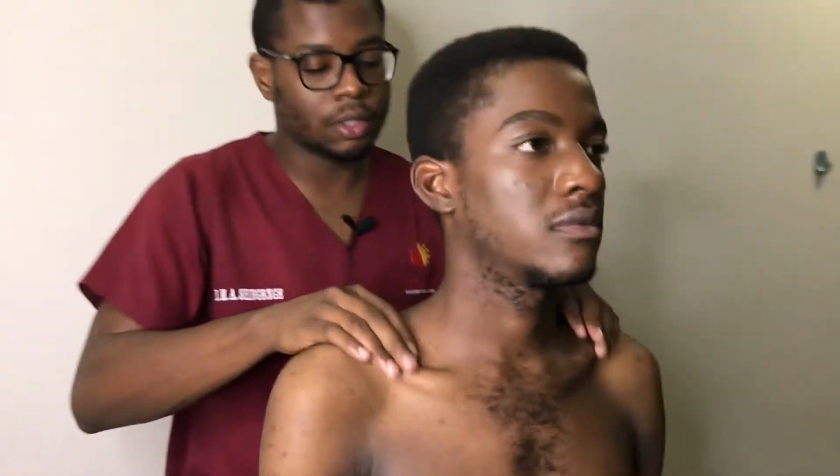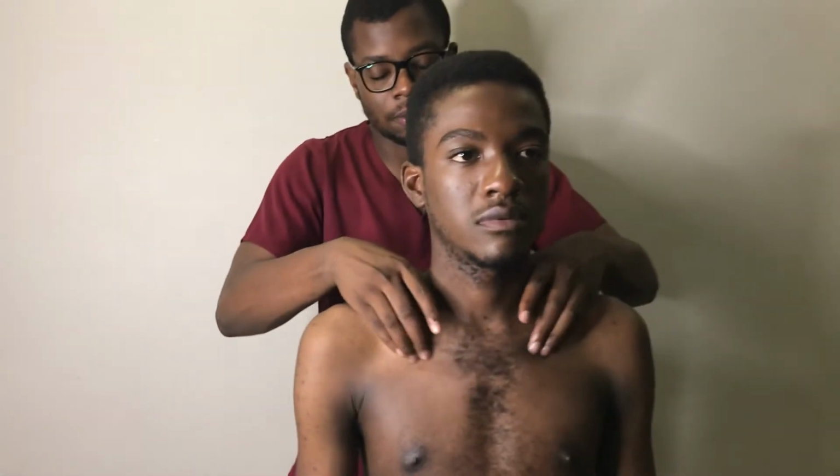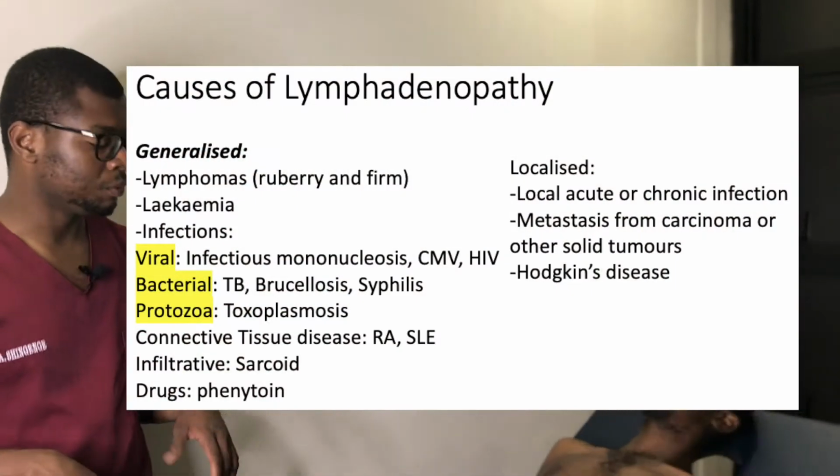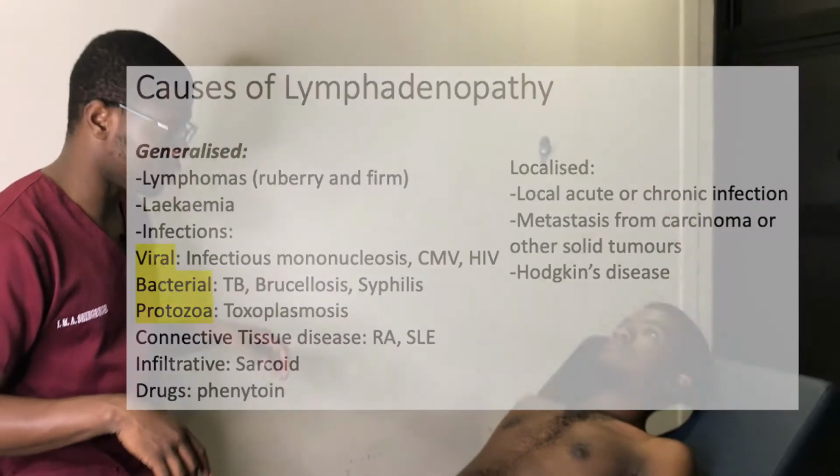This is your pre-auricular, this is your post-auricular, and then finally you can feel for some occipital nodes. Then you can come down to your supraclavicular and infraclavicular, which we cannot appreciate any lymphadenopathy. Would you please lie down? It's very useful to know the causes of cervical lymphadenopathy, as we have listed them down on the video.